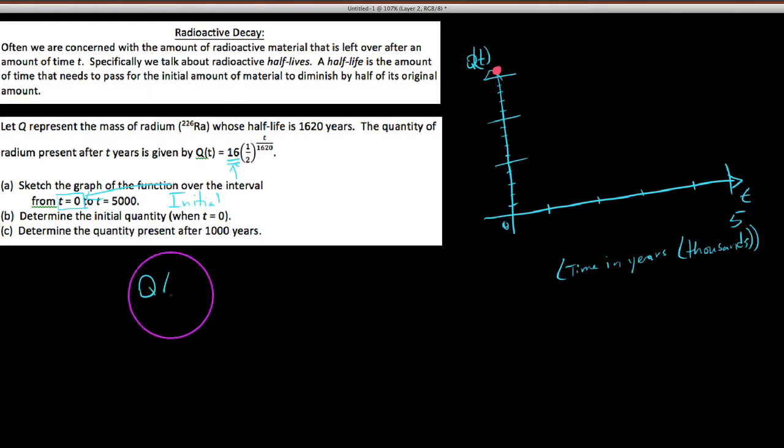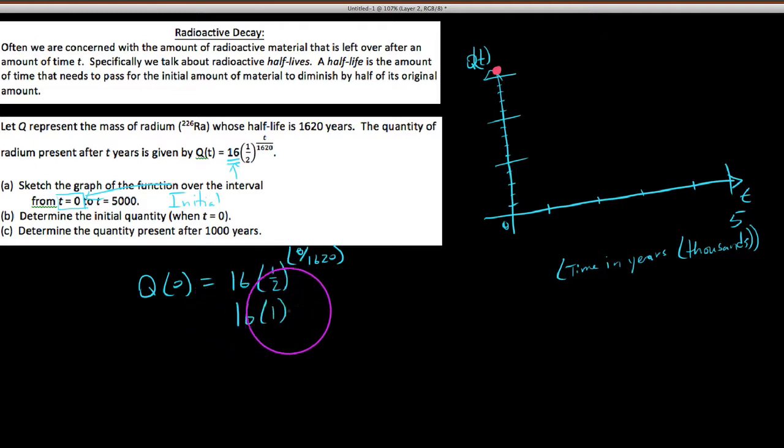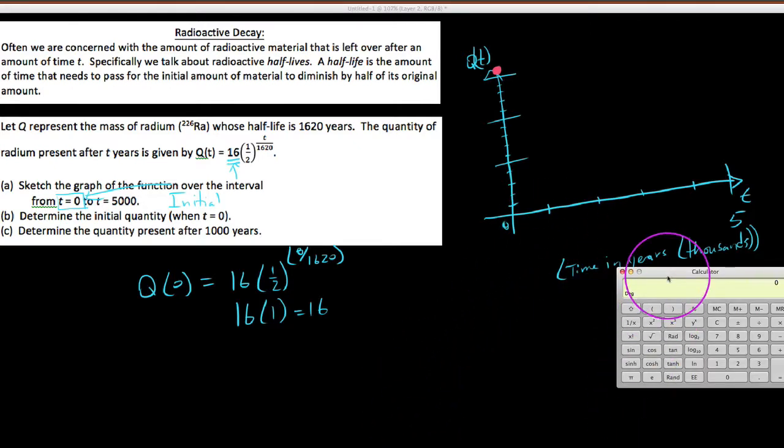If I said, okay, at 0 years, how much radioactive material have we got? And so I get 16 times a half to the power of 0 over 1620, which is the half-life there. But 0 over anything is 0, and anything to the power of 0 is 1, so I'd get 16 times 1, and so I get 16. So at 0 years, we have an initial amount of 16 grams of this radioactive material. If I'm going to sketch the rest of this graph, let's just plug in 1, 2, 3, and so on and so forth. We can do this, just get my calculator out here.